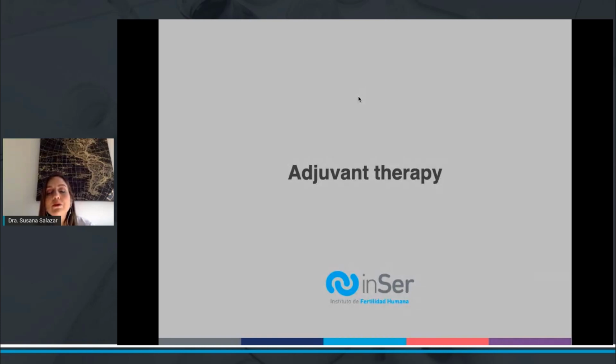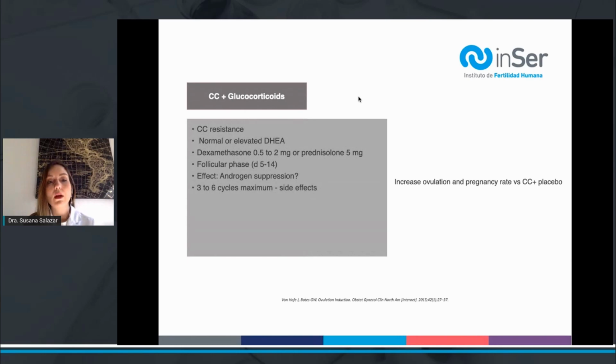And I'm going to talk about adjuvant therapy. Clomiphene plus glucocorticoids. In case of clomiphene resistance, in the setting of normal DHEA-S levels, the addition of daily dexamethasone of 0.5 to 2 milligrams or prednisone of 5 milligrams during the follicular phase to a clomid regimen shows an increase of ovulation and pregnancy rates when compared with clomiphene plus placebo.